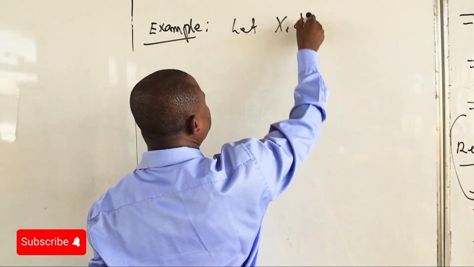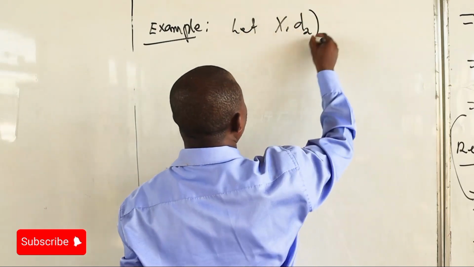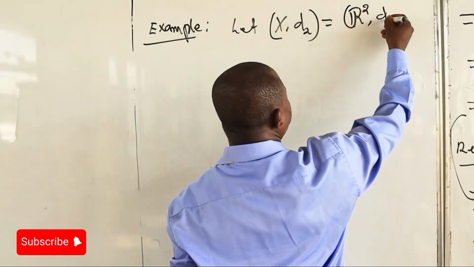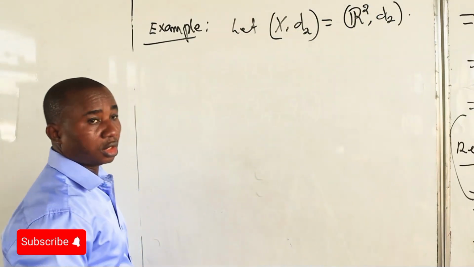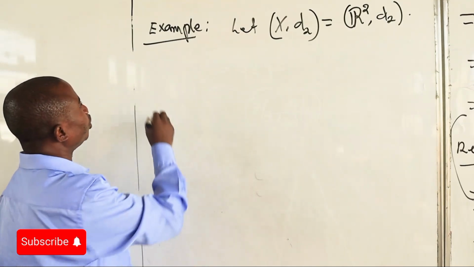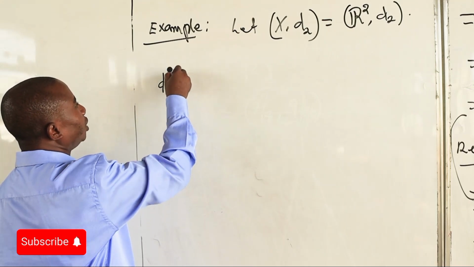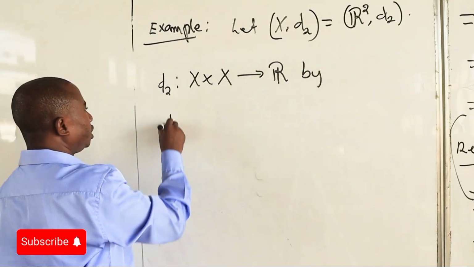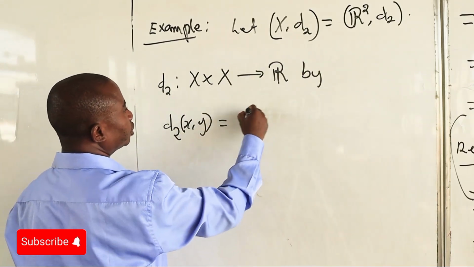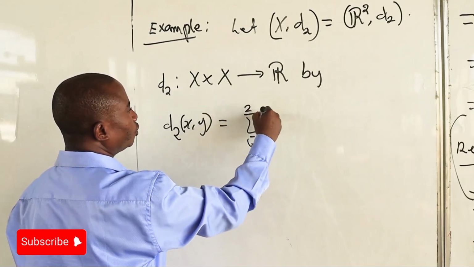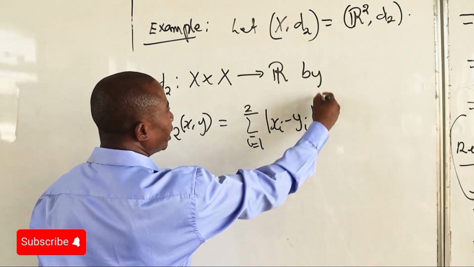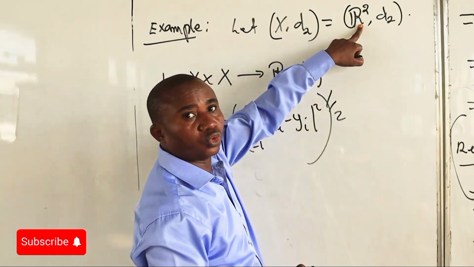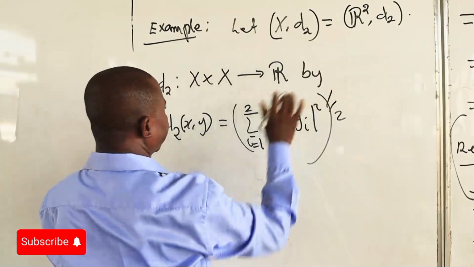Still take this example. We take (X, d2) to be the set R2 together with d2. From the previous video, when we were giving examples of metrics, we saw that we defined it on X cross X into R by d2(x, y) equals the summation, i from 1 to 2, of absolute value of xi minus yi squared, all raised to the power of 1/2, where here our capital X is R2. This is the set.